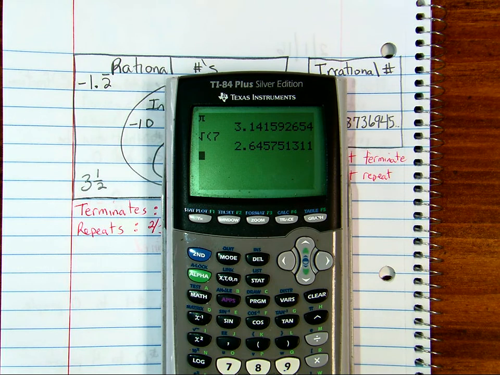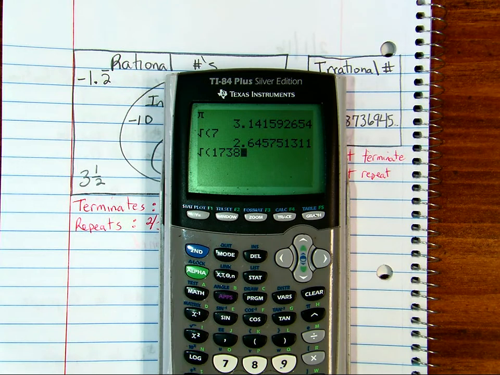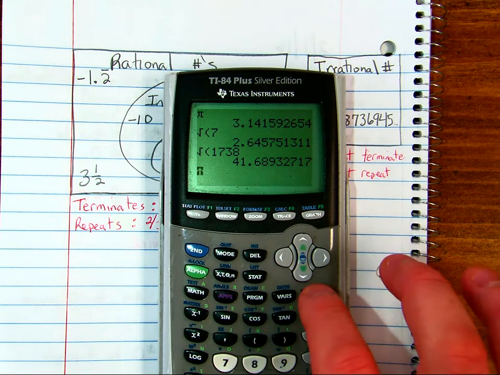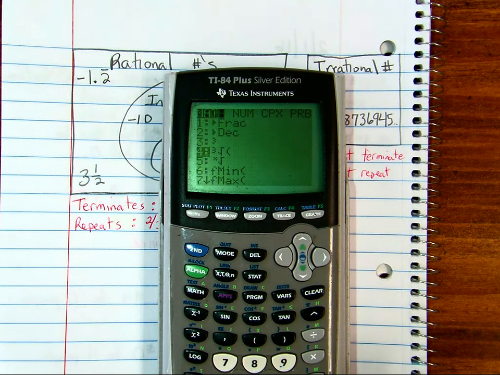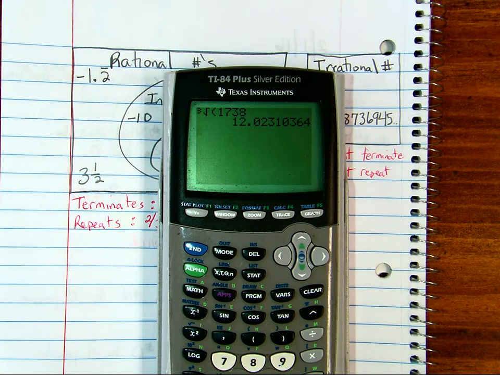The square root of, I don't know if you've ever heard that number before, 1738. So the answer is 41.68932717. There's no pattern. It's irrational. Even if I took the cube root of 1738, the cube root's 12.02310364. There's no pattern. It's irrational.